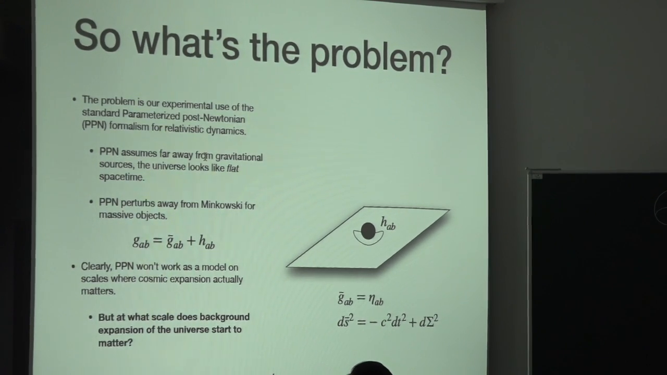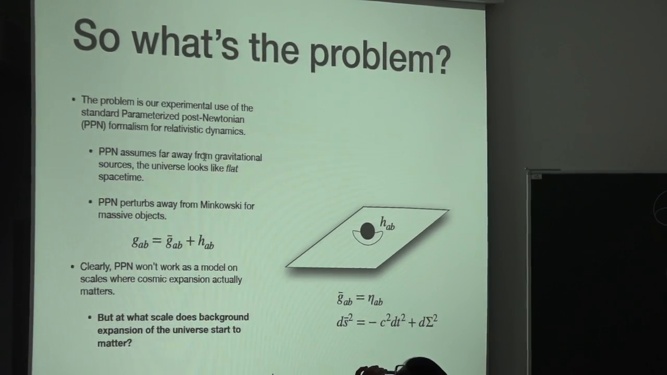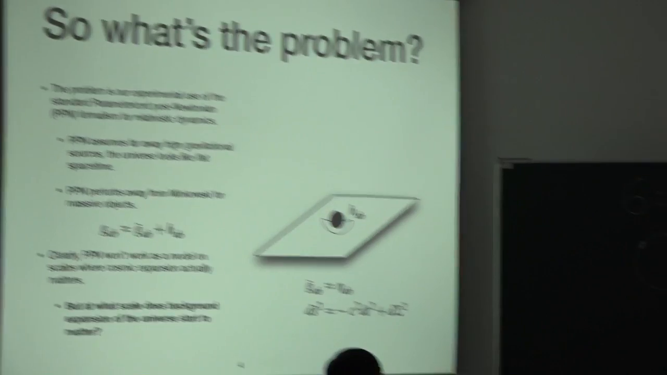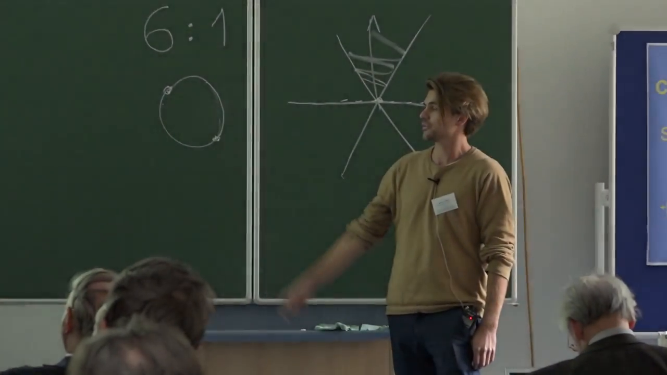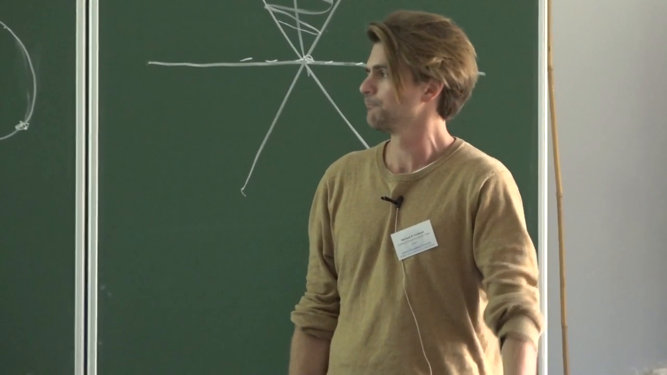But the problem is that at an experimental level, we use the standard parameterized post-Newtonian formalism for relativistic dynamics. Jet Propulsion Laboratory uses this model. You can look at some of the references that I use and look at Moyer in particular.